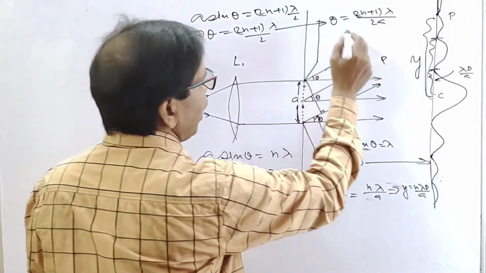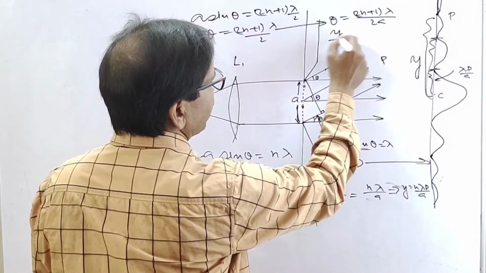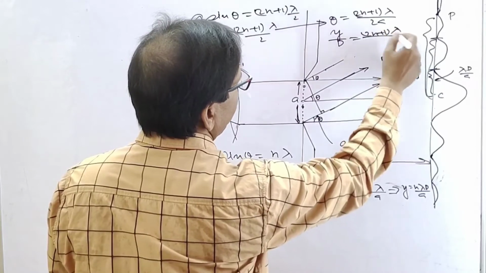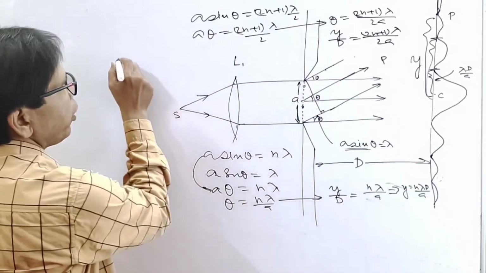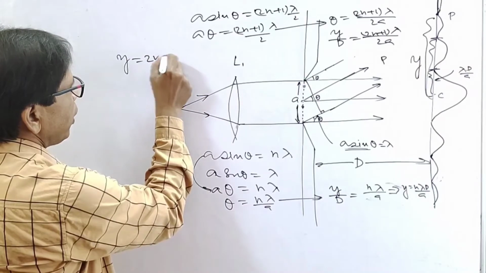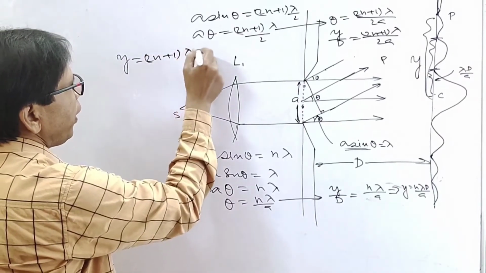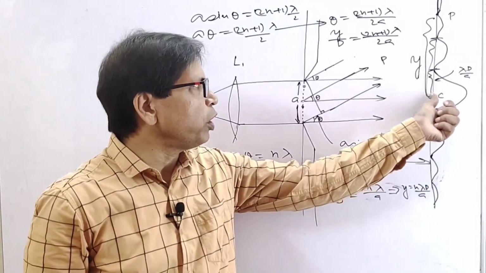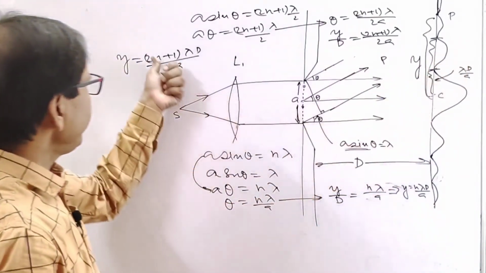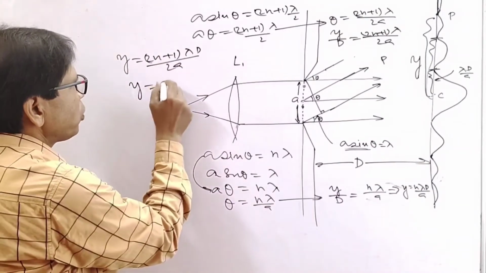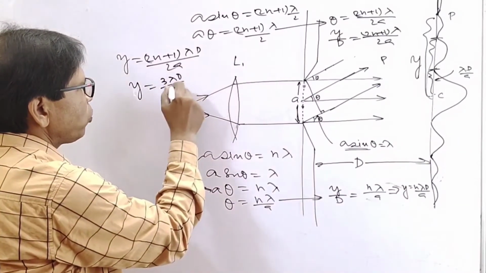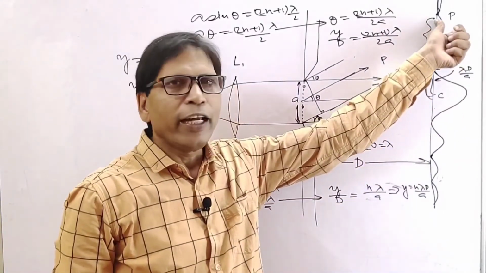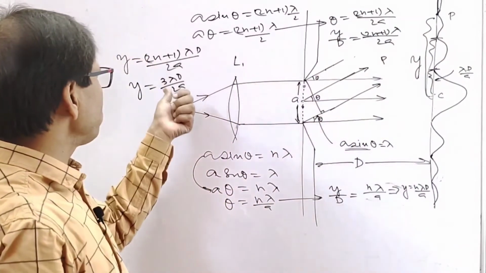Now we know theta equals y by capital D. So this is (2n plus 1) into lambda by 2a, and y equals (2n plus 1) into lambda D by 2a. For the first secondary maximum, n equals 1, so y becomes 3 lambda D by 2a. For the second secondary maximum, n equals 2, so this becomes 5 lambda D by 2a.